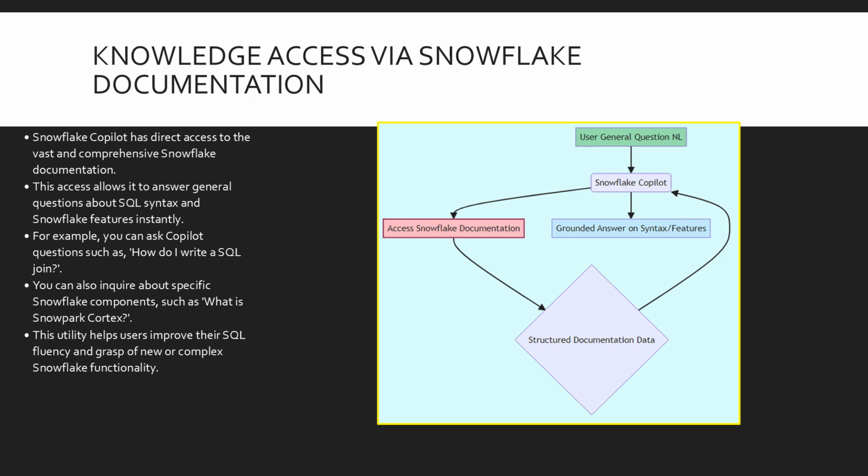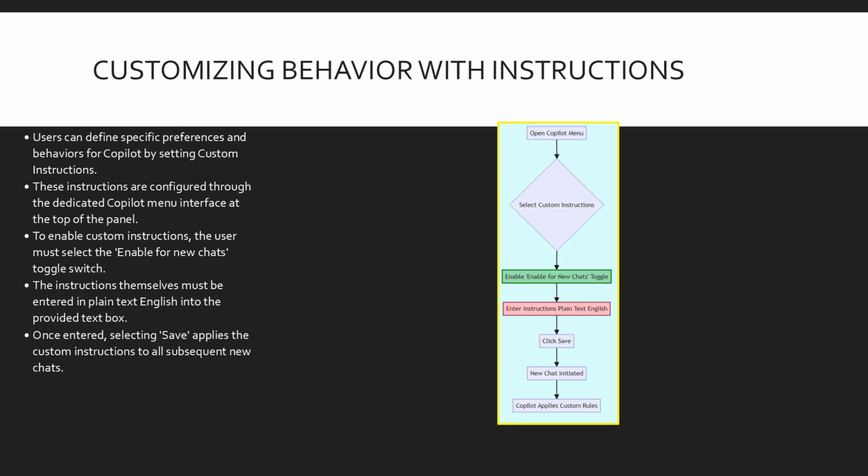The Cortex LLM within Copilot recognizes this question type and immediately directs the query to access the vast corpus of Snowflake documentation. This documentation is treated as structured knowledge data. A sophisticated feature available to users is the ability to precisely define specific preferences and desired behaviors for Snowflake Copilot by meticulously setting custom instructions. These personalized instructions allow the user to control the tone, complexity, or focus of the AI's responses, making the interaction highly personalized and relevant to their current analytical needs.